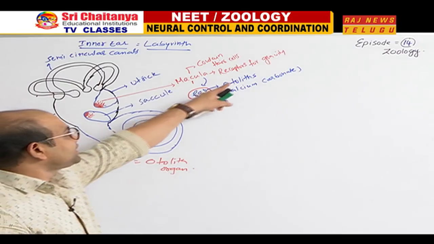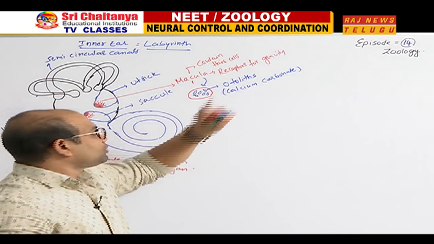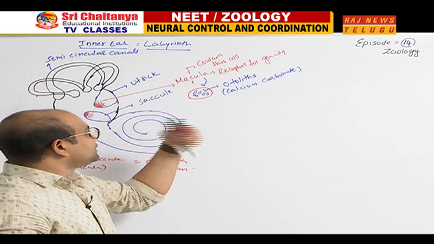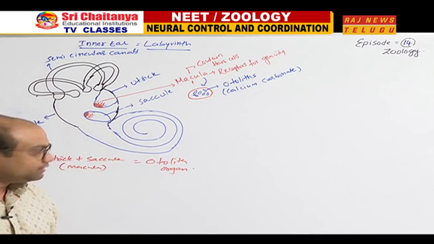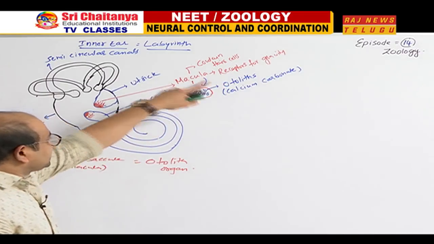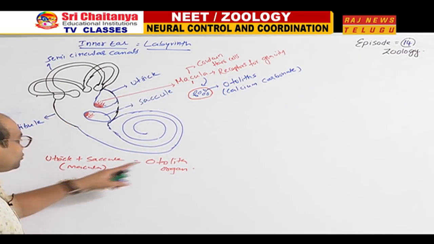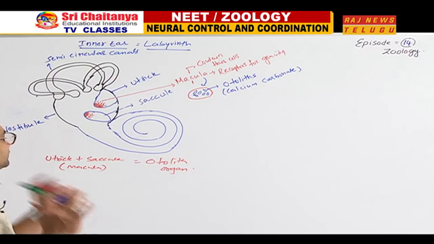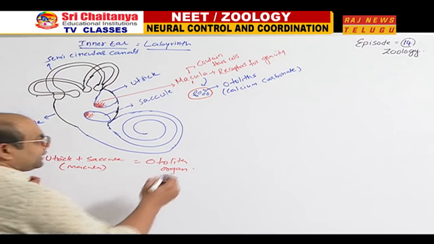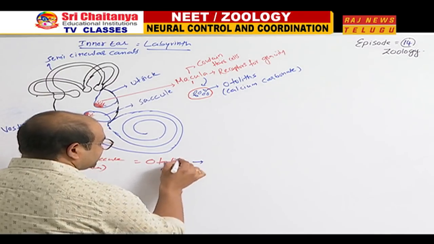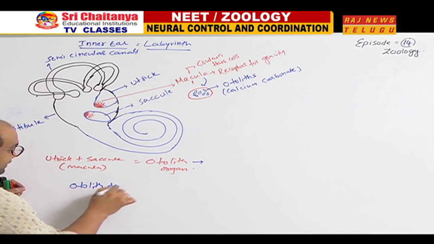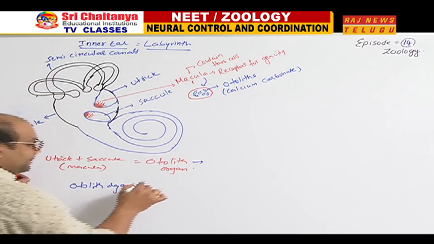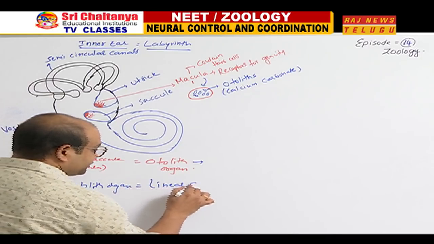Next, macula has otoliths. They are calcium carbonate crystals. They will show movement in response to the movement of the head, tilting of the head. Because of otoliths, the utricle and saccule together are called otolith organ. And what is the function of otolith organ? Otolith organ is meant for linear acceleration.